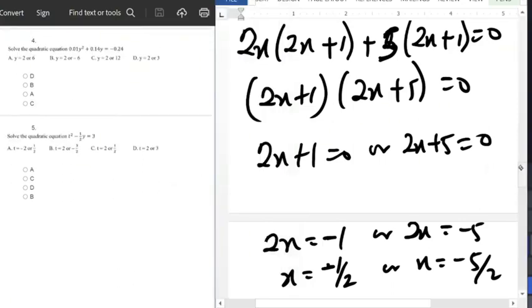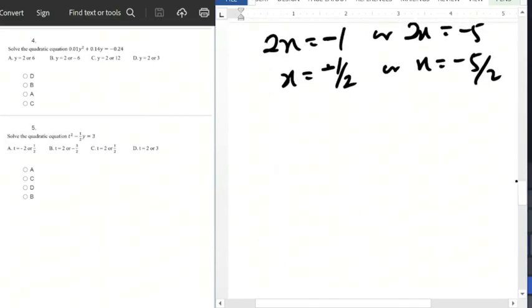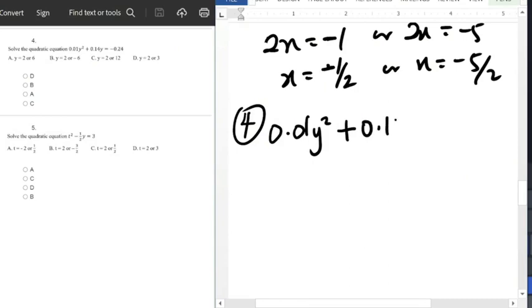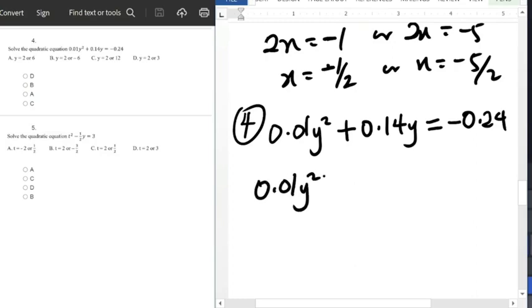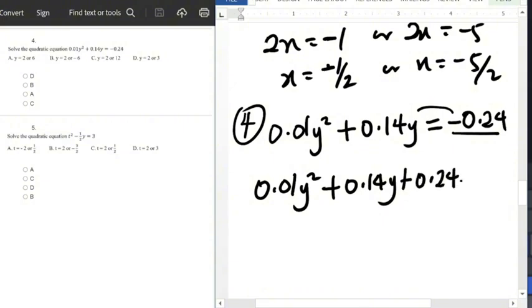For question number 4, solve the quadratic equations. This one involves a decimal. So we have 0.01y squared plus 0.14y equals minus 0.24, right? Let's first rearrange this. This is going to give us 0.01y squared plus 0.14y, and we bring this to this side, so that's going to be plus 0.24 equals 0.